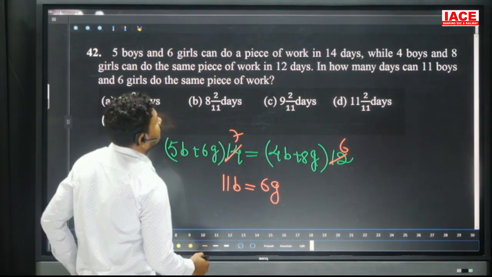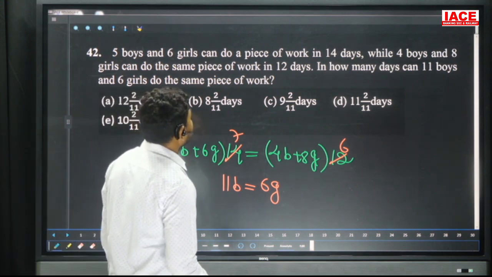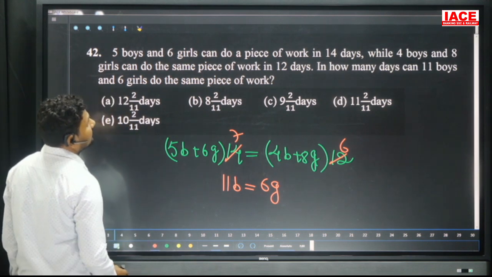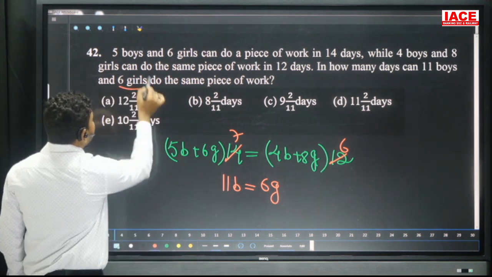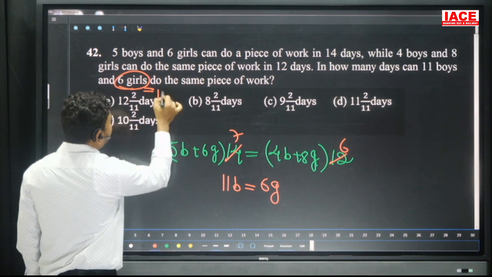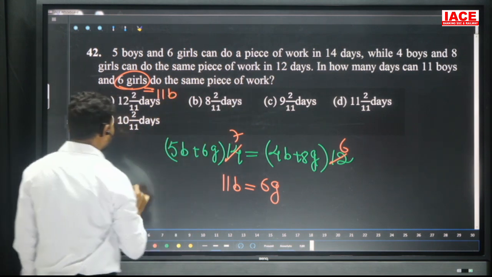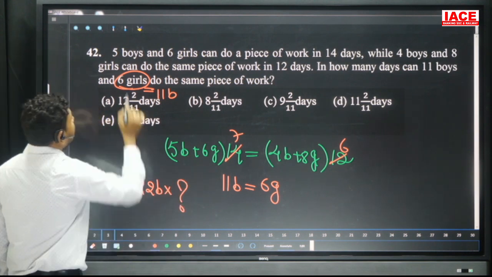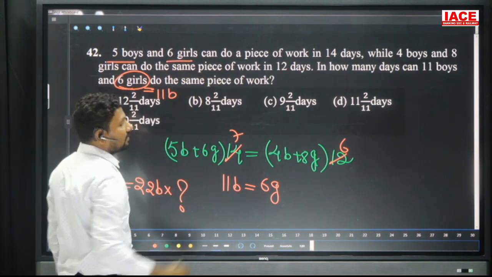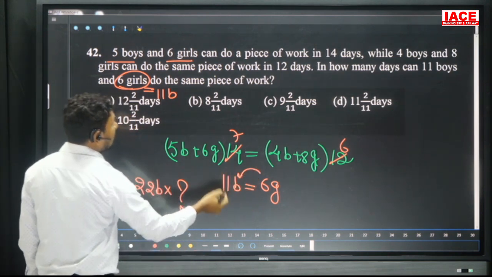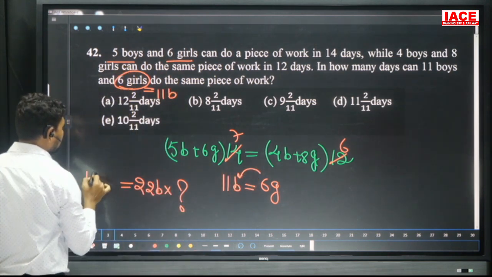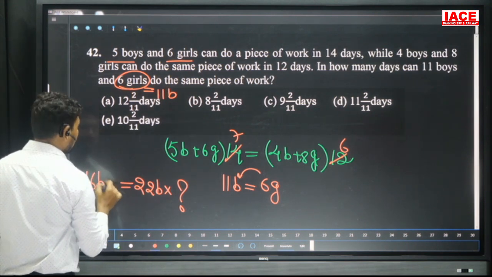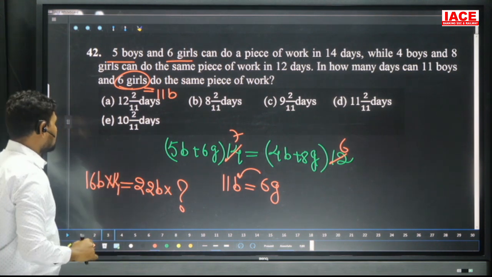And what is the question they are asking? While 4 boys and 8 girls can do the same piece of work in 12 days, in how many days can 11 boys and 6 girls do the same piece of work? So 11 boys and 6 girls. This 6 girls is equal to, as per this notation, 11 boys. 11 boys plus 11 boys, so 22 boys is required. 22 boys will complete the work in how many days? But here we know 5 boys and 6 girls complete the work in 14 days. 6 girls is equal to 11 boys. 11 plus 5 is equal to 16. 16 boys can complete the work in how many days? 14 days.